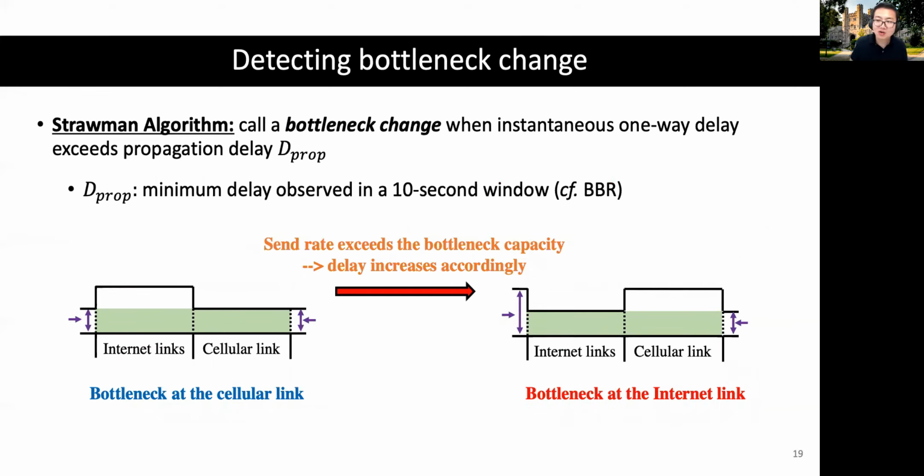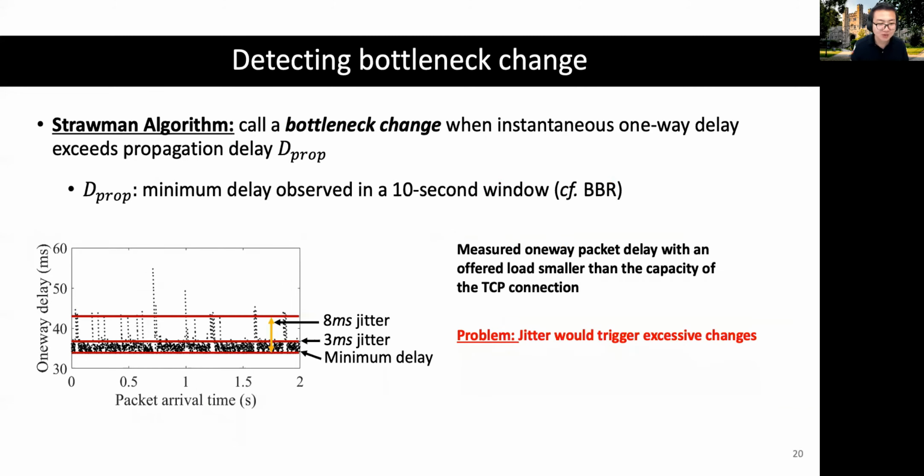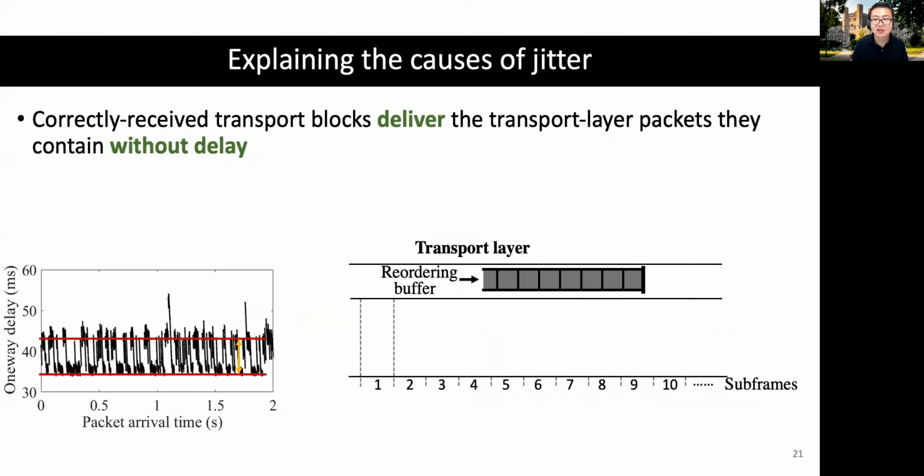A natural question is, how can we detect the switch of the bottleneck? As we introduced before, when the bottleneck switches from the cellular link to the internet link, we will observe an increase of the delay. Can we simply use the delay increase as a signal of bottleneck switch? It doesn't work in practice because we observe a lot of sudden delay increases. This sudden delay increase is not because of some random reasons. It's actually caused by the reordering operation at the mobile client side.